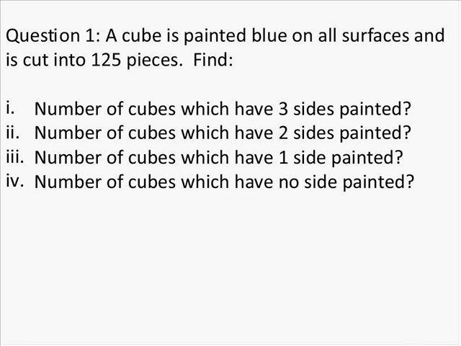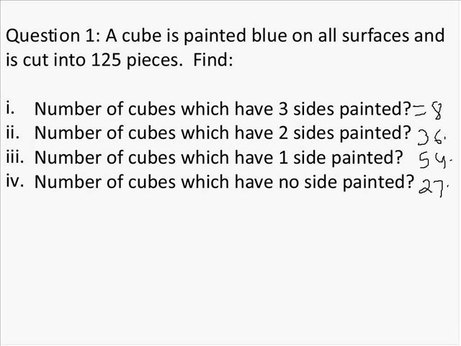Now, I'm giving you just 3 minutes. A cube is painted blue on all surfaces and it is cut into 125 pieces. Kundan, I'll come to your question. All the questions you can crack by the formulas. Number of cubes painted on 3 sides, 8. Number of cubes which have 2 sides painted is 12 into 3, 36. Which have 1 side painted, 9 into 6, 54. Number of cubes which have no side painted will be 27.